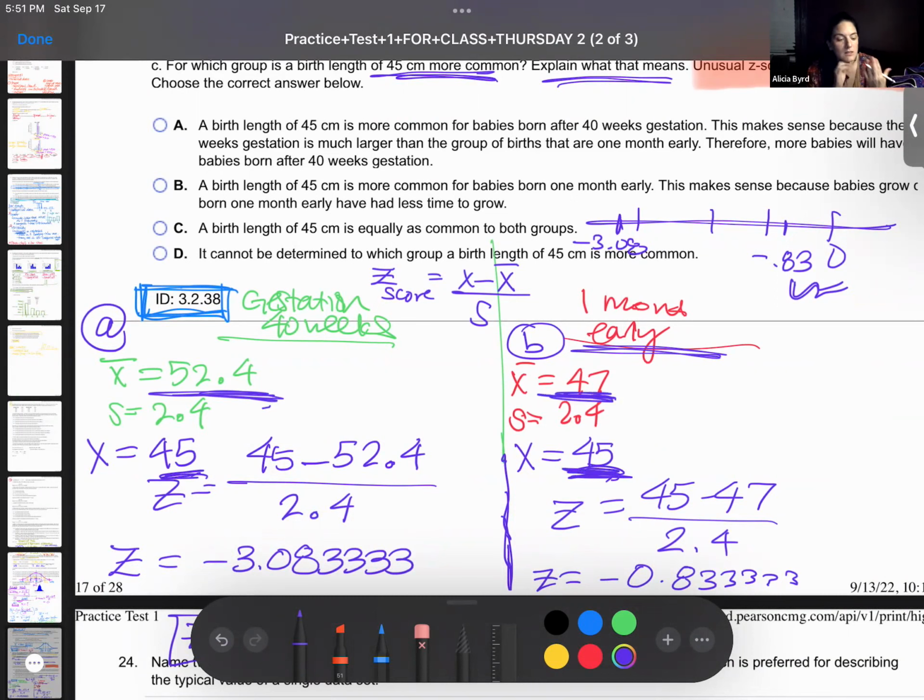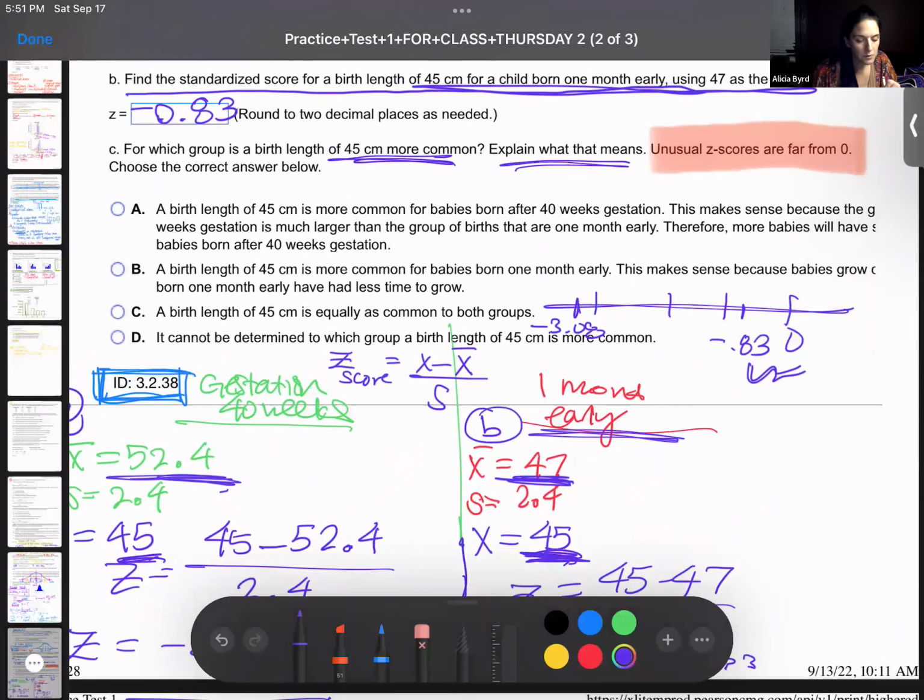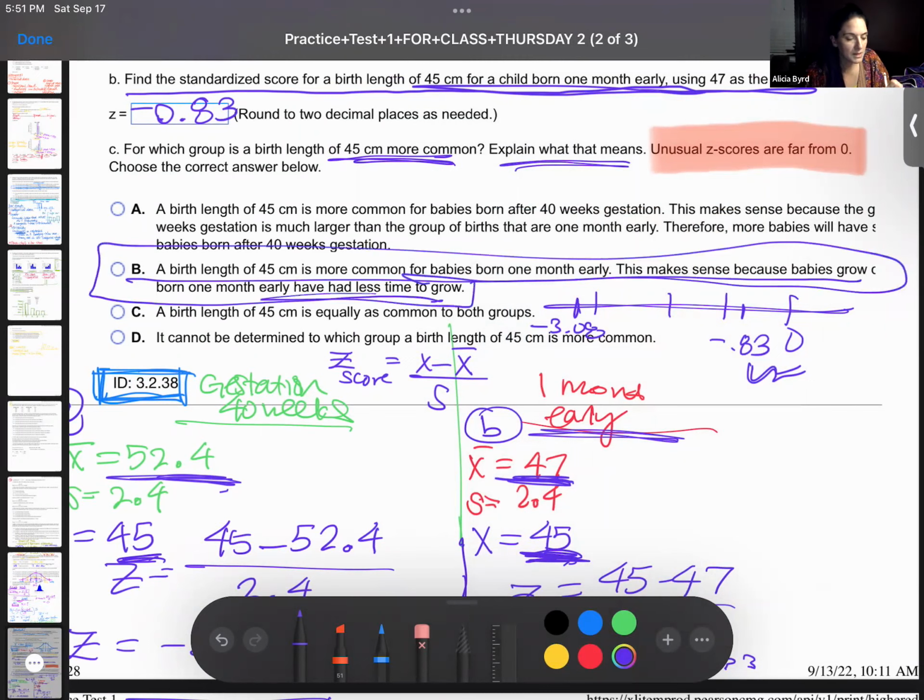That makes sense, because the baby wasn't able to keep growing. The longer it stays in there, the more it would grow. So a birth length of 45 is more common for babies that are born 1 month early. That makes sense because babies grow, and if it was 1 month early, it had less time to grow. So part B, because that's just common sense.